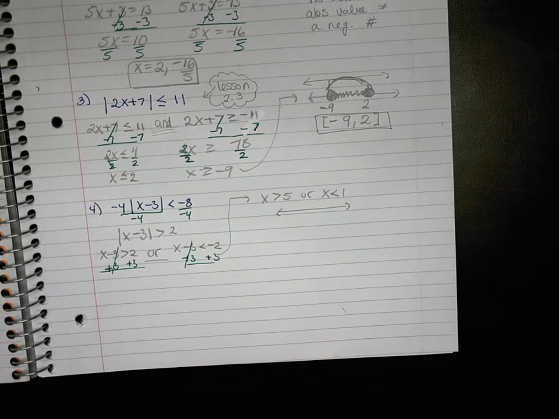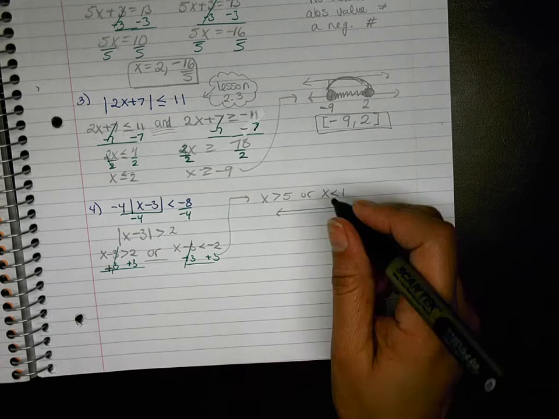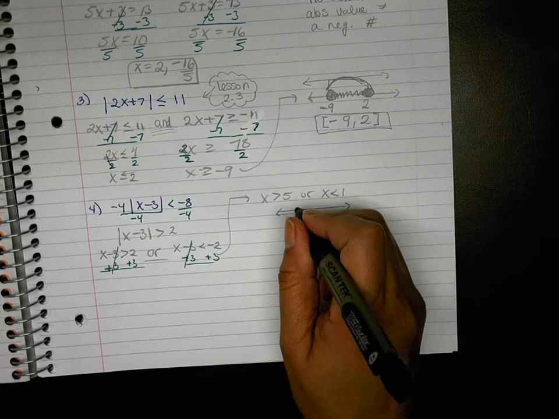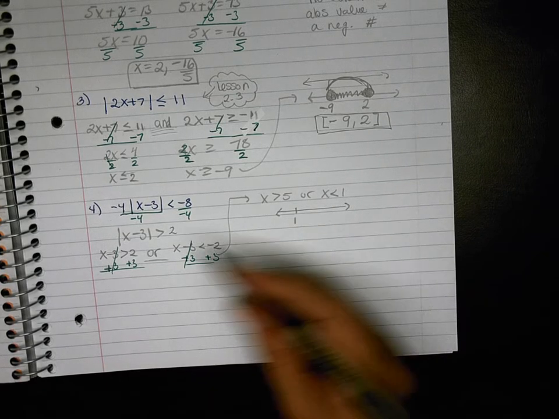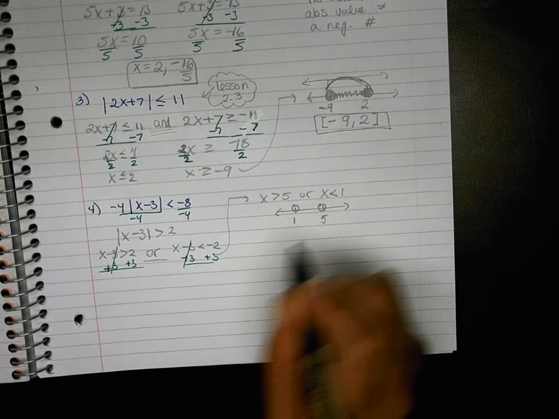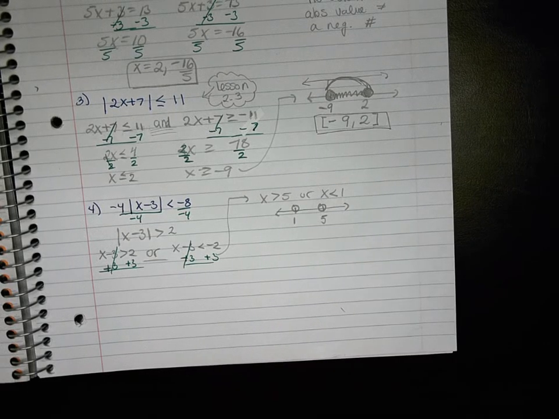Smaller number to the left. Which one's smaller, positive 5 or positive 1? Which one's smaller? 1. And then bigger is 5. Do you agree they're both open? Yes or no? It doesn't matter which one you graph first.